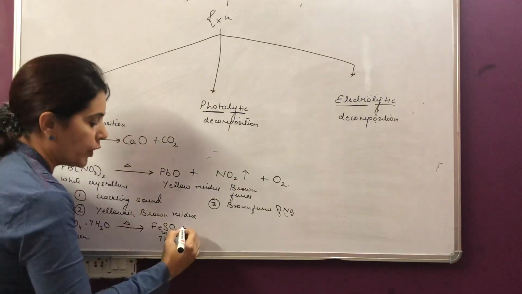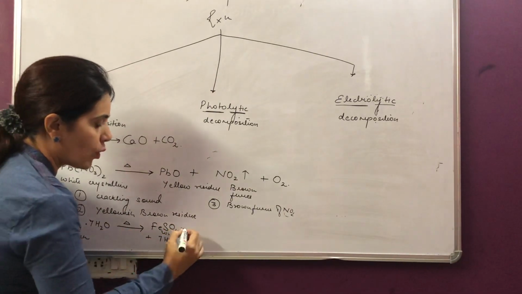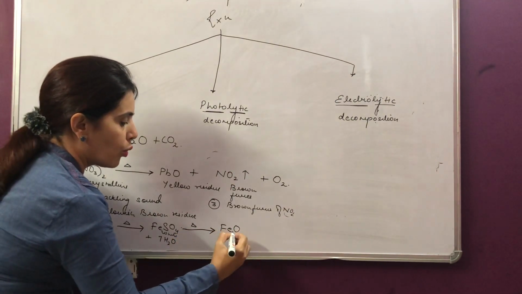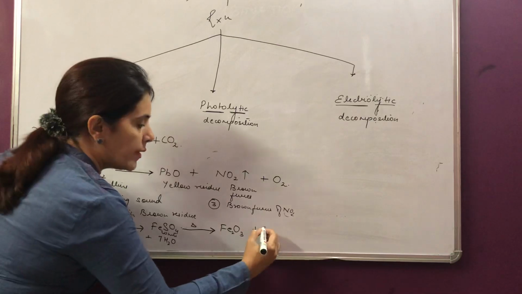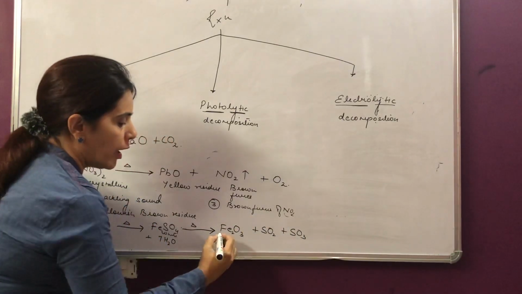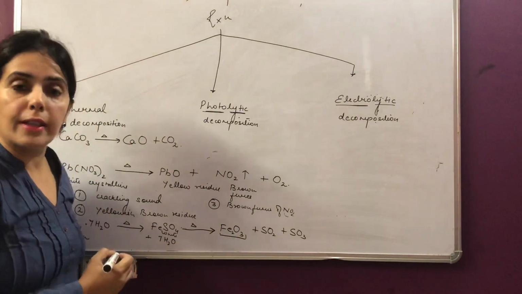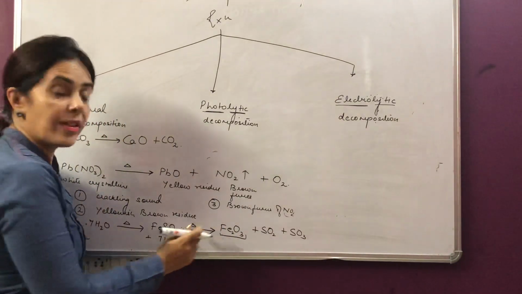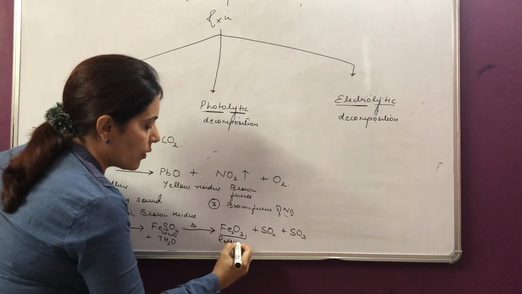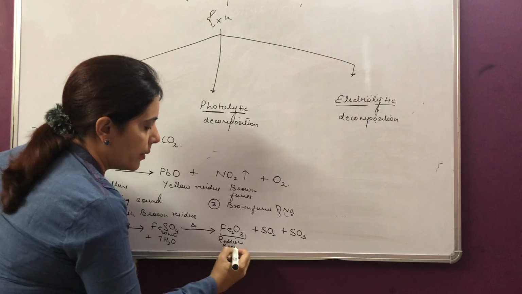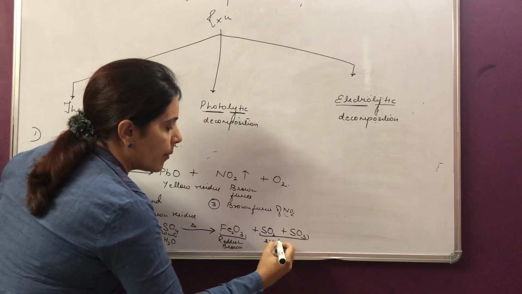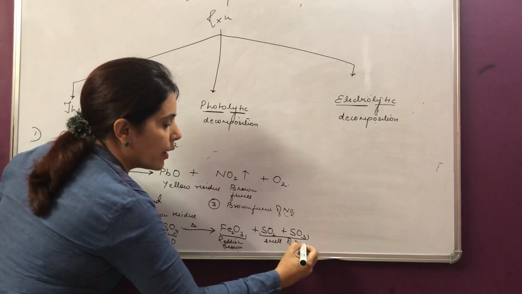White. If you further heat this salt, FeSO4, then you get Fe2O3 plus SO2 plus SO3. Fe2O3 is also the formula of rust. So if it is the formula of rust, the color is going to be reddish brown. So it is reddish brown in color, right? And these two gases have the smell of burning rubber.